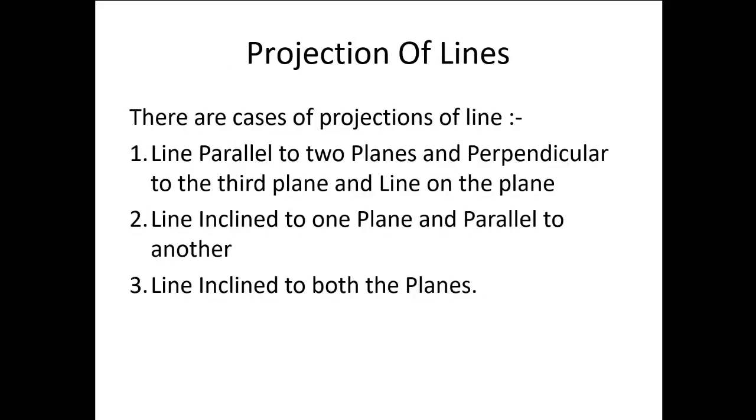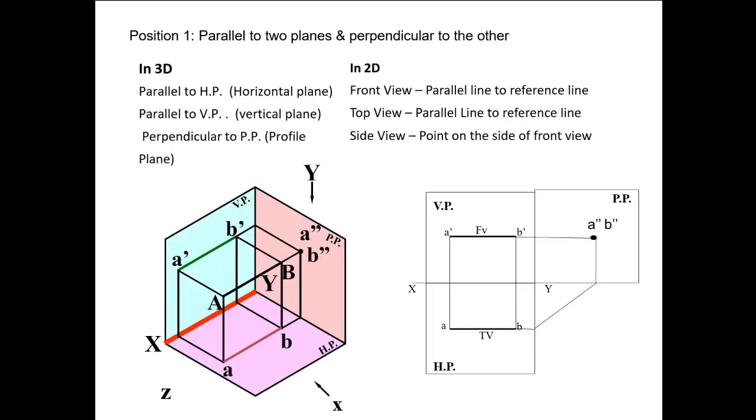Now we will see the basic cases of projection of lines. So first, either the line will be parallel to both planes, or it may be perpendicular to the third plane, or it may be on the plane. The second case is line inclined to one plane and parallel to the other plane. And the third case is line inclined to both the planes. So we will see these cases one by one. So the first case is the line is parallel to both planes and perpendicular to the third plane.